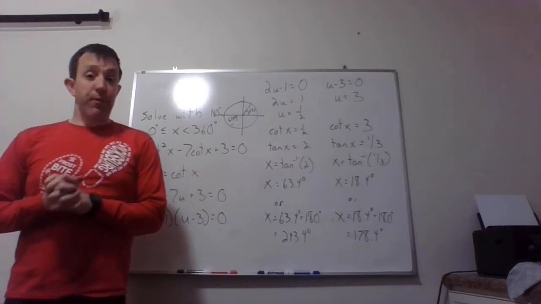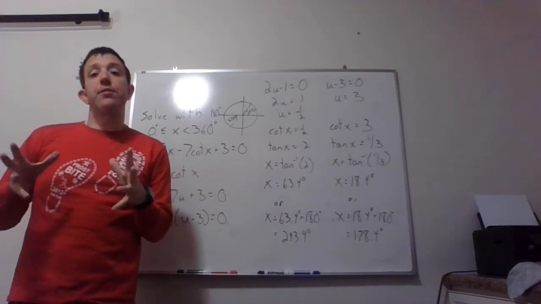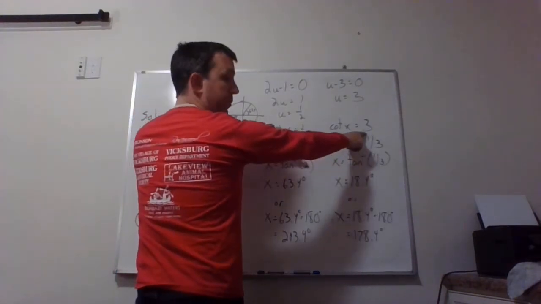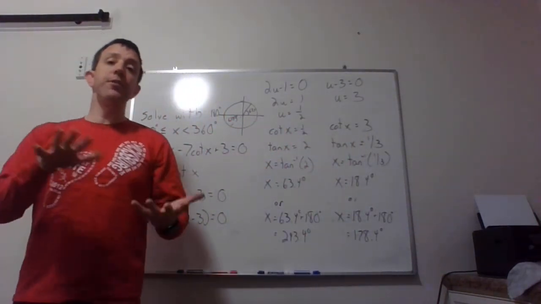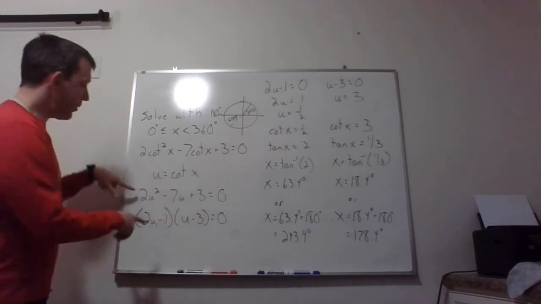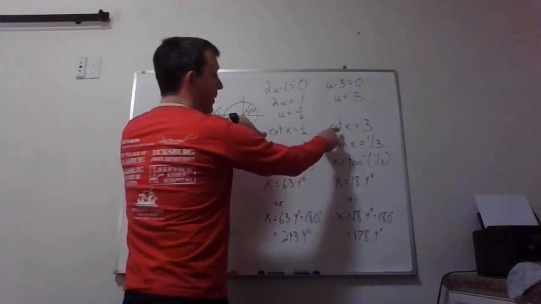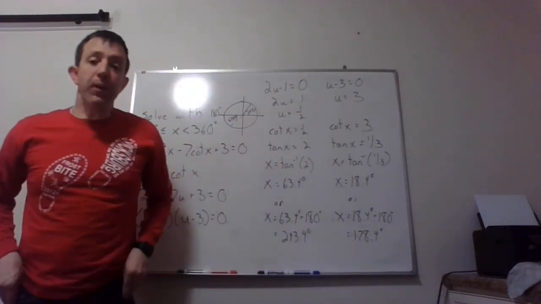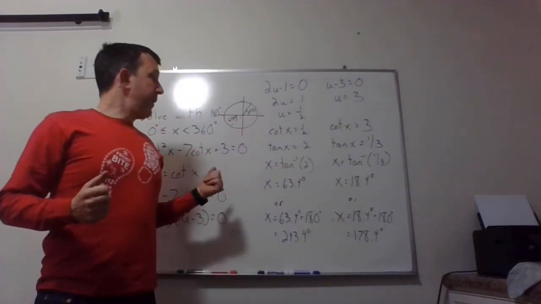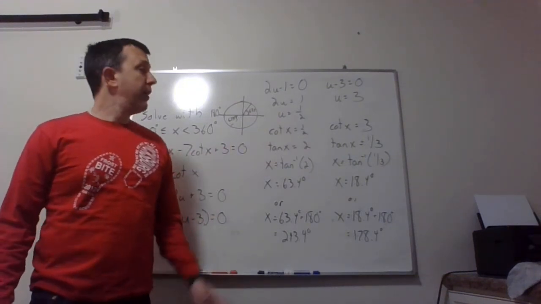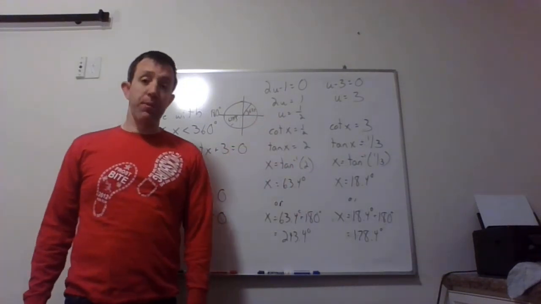Unfortunately, those are not my answers, right? We need to solve where cotangent is going to be equal to a half and equal to 3. Okay, we're going to undo that substitution now. So we threw the u in just to make this part a whole lot nicer to look at, but now we have to bring back the cotangent. Well, I strongly suspect that none of you know where cotangent is equal to a half, and none of you know where cotangent is equal to 3.